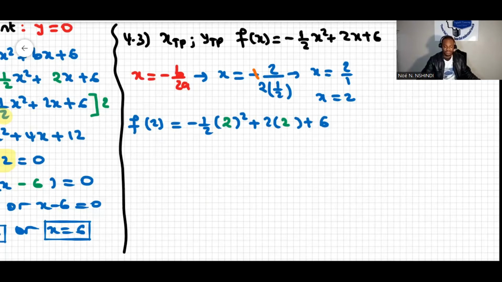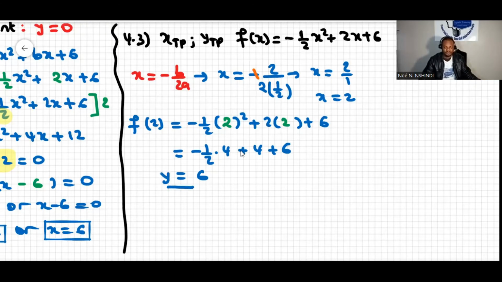And then when I sub that in the calculator, this will be 2 squared is 4. -1/2 times 4 plus 4 plus 6. -1/2 times 4 is -2, and -2 plus 4 is +2, and 2 plus 6 is going to be 8. So remember, f of 2 is just y.